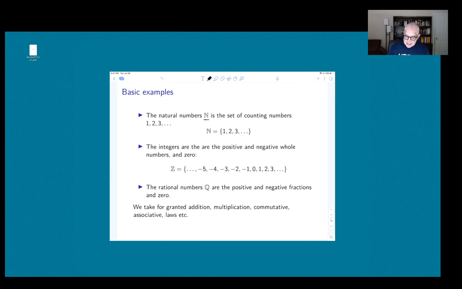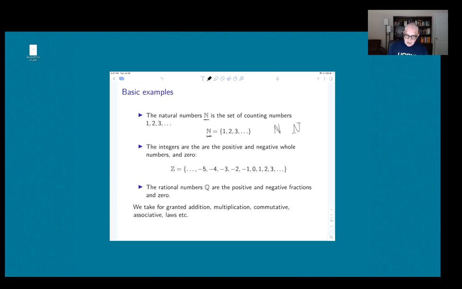If you're trying to write this fancy N by hand, one way to do it is like this. You make the crossbar doubled, or you can just write N, capital N. But you will often in math texts see this fancy font for the natural numbers N.